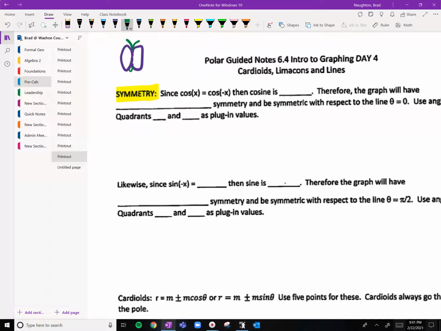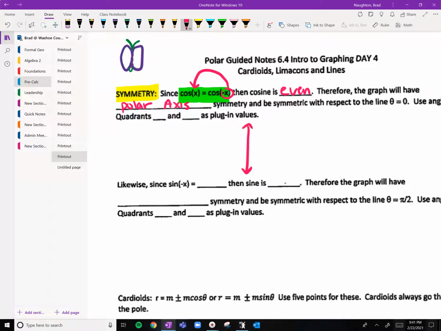Alright, so with our butterfly, the idea is that our wings are symmetric, so what we have on one side should mirror the other. When we think of that function, we should think of a cosine function. A cosine function means that when you plug in a negative x, you get the same thing as a regular x for cosine. We call this an even function. Therefore, the graph will have what we call polar axis symmetry.